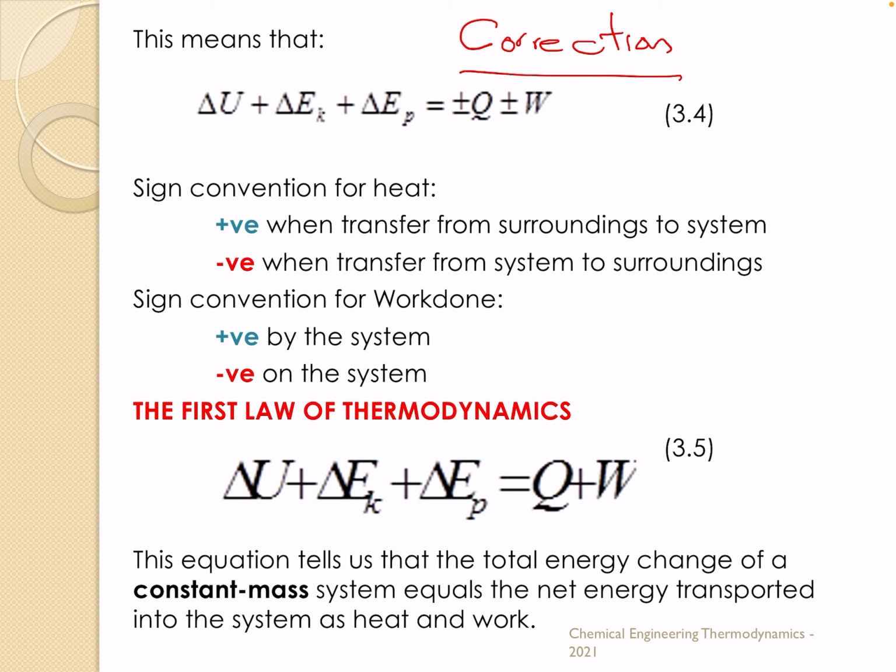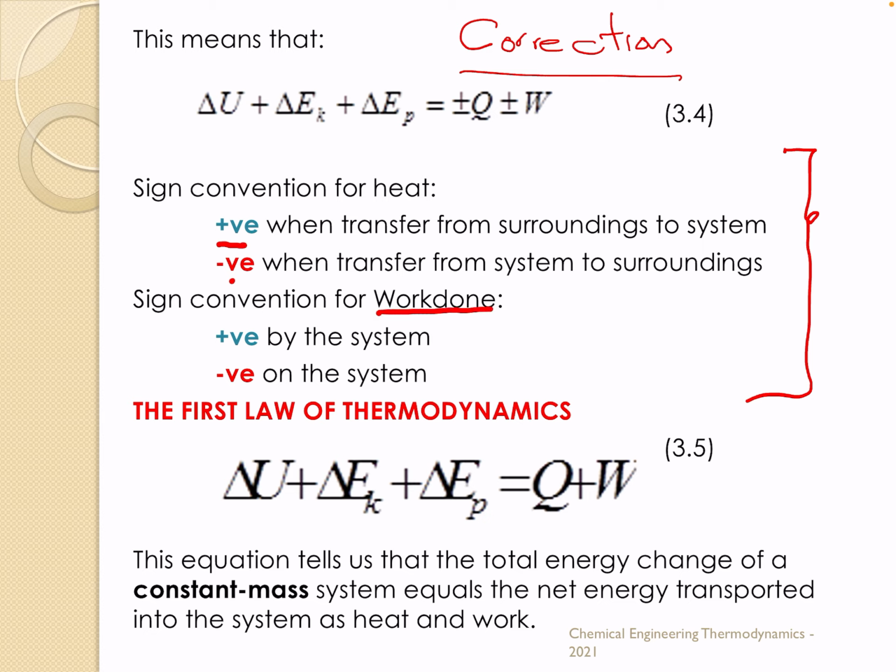In the slide, it had previously shown the sign convention for heat and for work done, but take note of the correction here. For heat, it's positive when transferred from surroundings to system. That means heat is being gained by the system. So when heat is being gained by the system, it is positive. When heat is being lost by the system, so when there is a transfer from system to surroundings, that is negative.